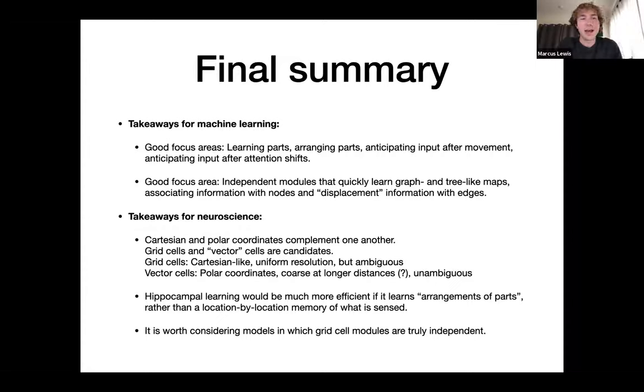I made a point about Cartesian and polar coordinates: how grid cells can, in some sense, path integrate the other cells, but polar coordinates are useful for other purposes. And by framing this whole talk as quickly arranging maps, I'm making a case that hippocampal learning would be much more efficient if it learns arrangements of parts rather than a location-by-location memory of what is sensed. That doesn't mean this is right, it just means it would be more efficient. So it's what I would expect to find in the hippocampus, but that's just based on thinking about how I'd build it.